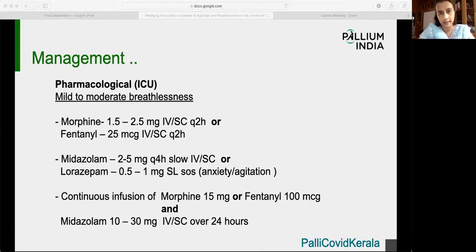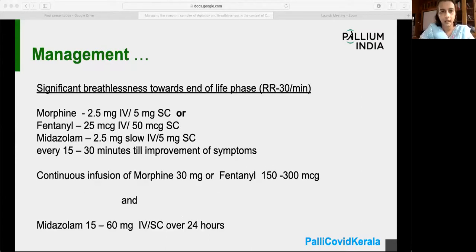And I'm sure in ICU, there will be an option of giving a continuous infusion. So the dosage we have suggested is morphine 15 milligram or fentanyl 100 microgram and midazolam 10 to 30 milligram, which can be given IV or subcut over 24 hours.